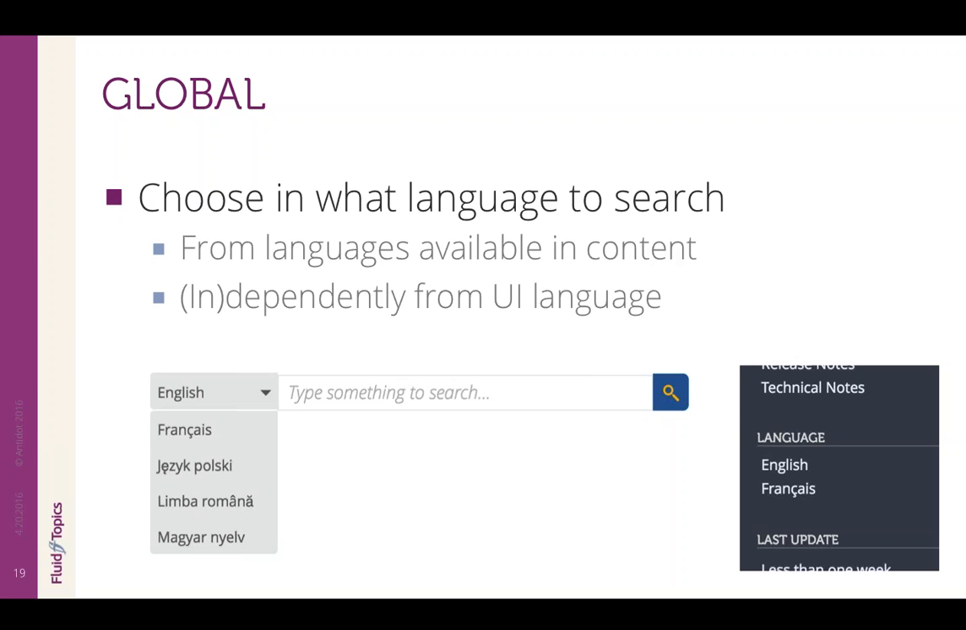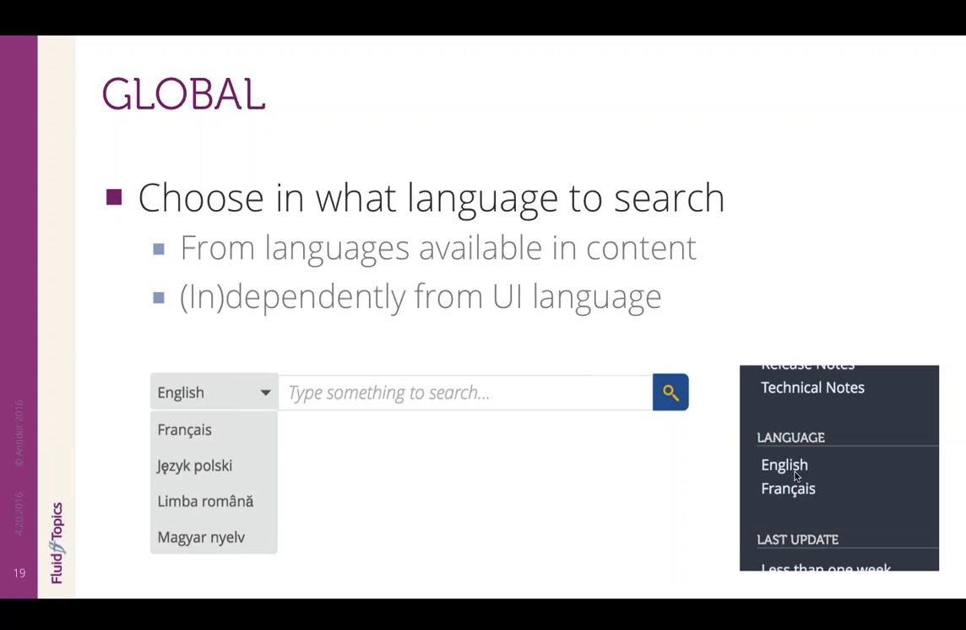So searching in a given language can be done in multiple ways. Either before, by the user who can choose, as you can see here, through a drop-down list of available content languages. And it can also be done afterwards, by clicking on facets and refining the search to filter out documents and limit the search to a specific language.